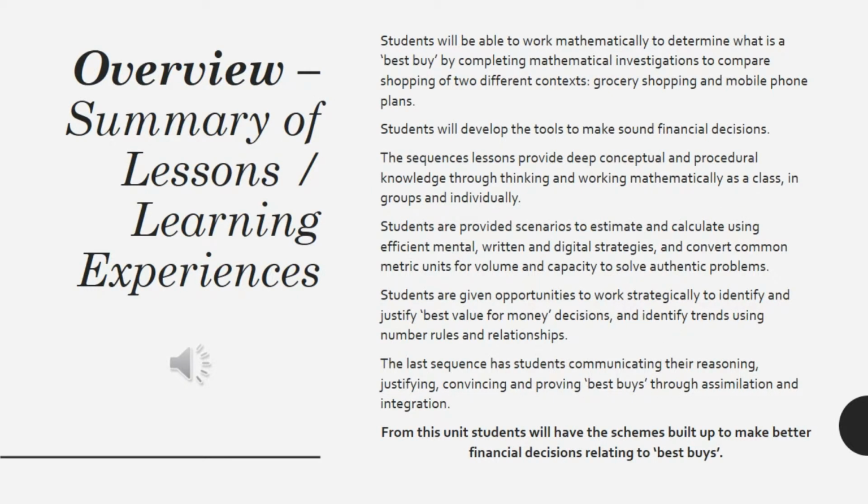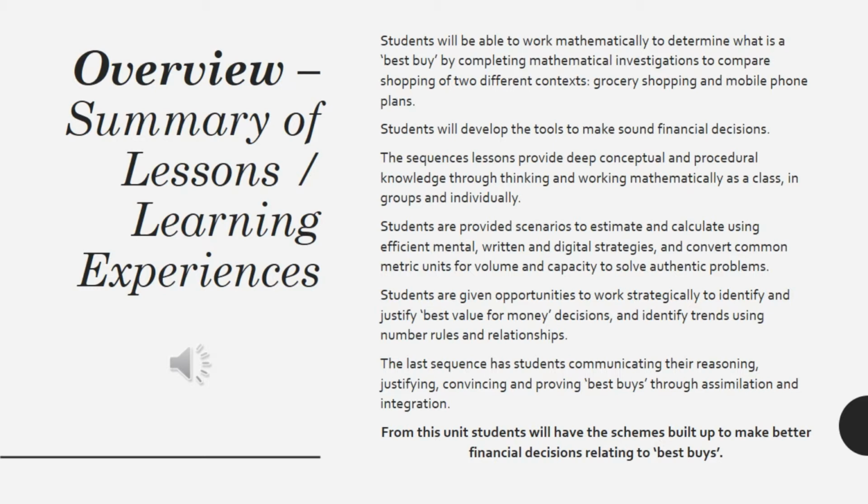Through the progressions of the unit, students will be able to work mathematically to determine what is a best buy by completing mathematical investigations to compare shopping of two different contexts, both grocery shopping and mobile phone plans. Students will develop the tools to make sound financial decisions. The sequence lessons provide deep conceptual and procedural knowledge through thinking and working mathematically as a class, in groups, and individually. Students are provided scenarios to estimate and calculate using efficient mental, written, and digital strategies and convert common metric units for volume and capacity to solve authentic problems.